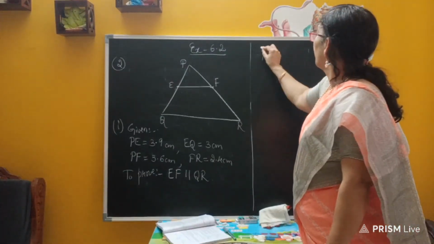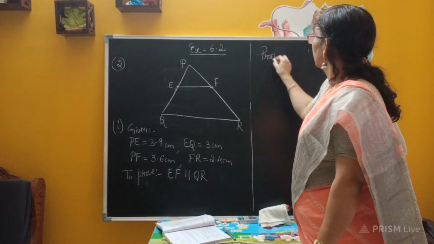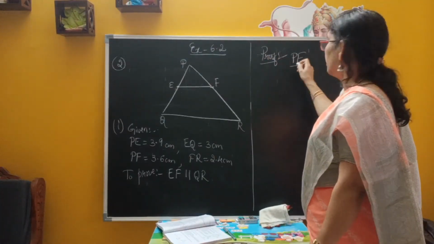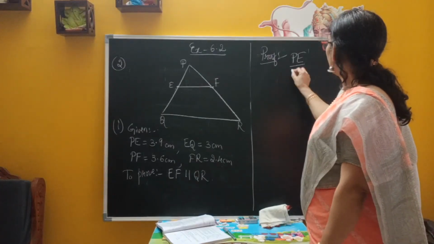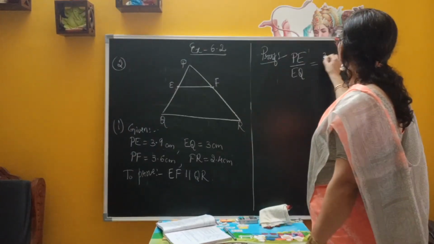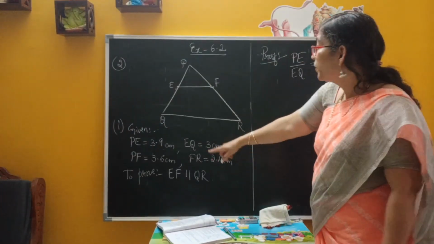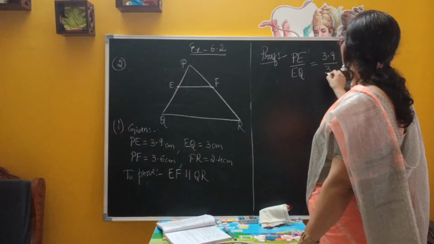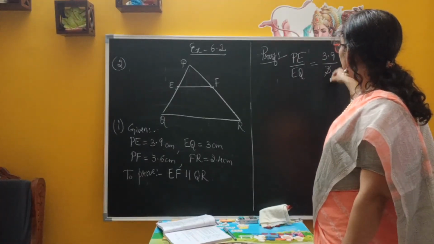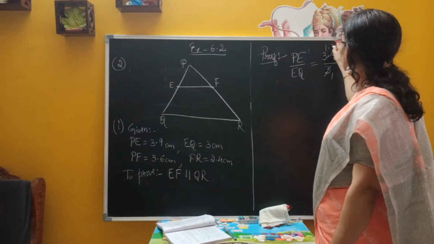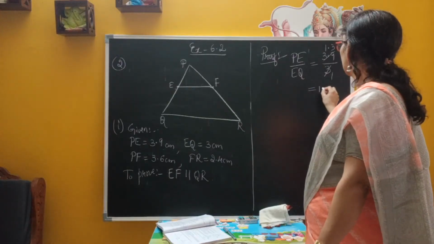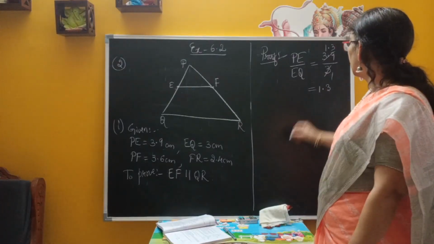Proof: using the given measures, let me find the ratio. PE by EQ, how much? PE is 3.9 centimeter by EQ, 3 centimeter. So 3.9 by 3. Can we simplify this? Yes, 3 ones are 3, 3 threes are 9. So it is 1.3 by 1, or 1.3. That is the ratio of this.